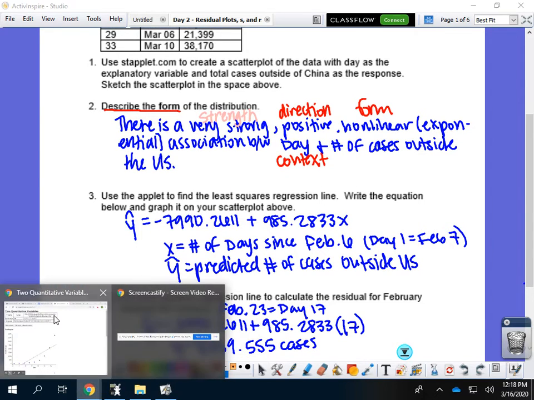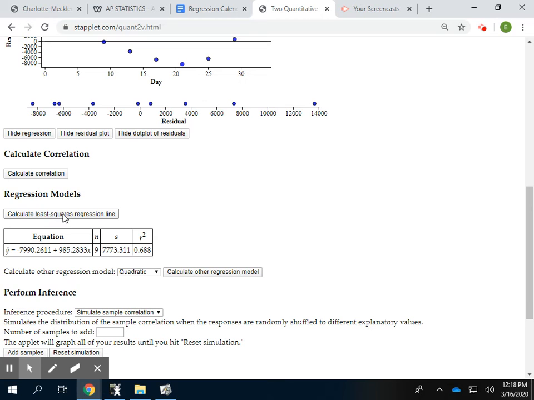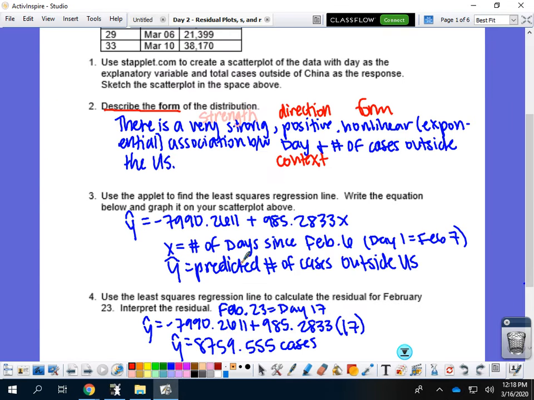Okay, moving on, use the applet to find the least squares regression line, write the equation. On the applet, you just click calculate least squares regression line, and then write it down. Remember, we use the form y hat equals a plus bx. This is a linear model. Even though we wrote a number 2, it's not linear, but we are going to use a linear model because that's all we know to do in this level of AP Stats. Make sure you always define your variables, and don't forget the word predicted. That is key when you have the hat on the y.